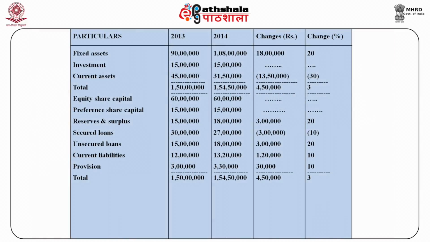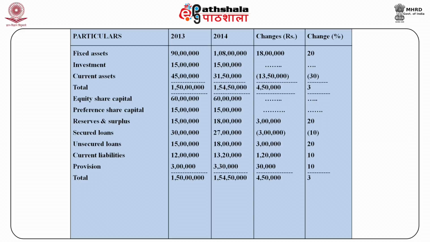Now we start the solution of this problem. We have 2 years, 2013 and 2014, and we have the fixed assets, investments and current assets for these 2 years. We have fixed assets for 2013 that is 90 lakh and for 2014 we have 1 crore 8 lakh. This shows that the fixed assets have increased by 18 lakh, registering a percentage change of 20%. Then we have investment in the year 2013 of 15 lakh and in the year 2014 we have 15 lakh. That is, there is no change in the investments.